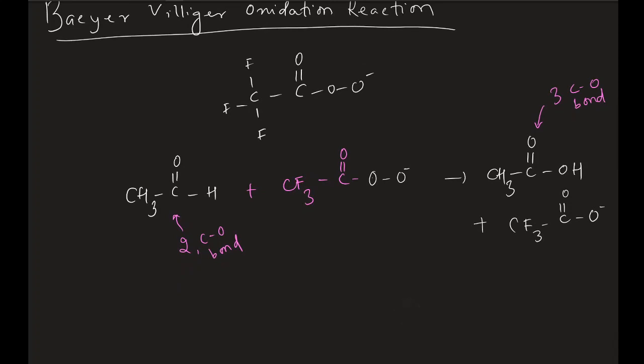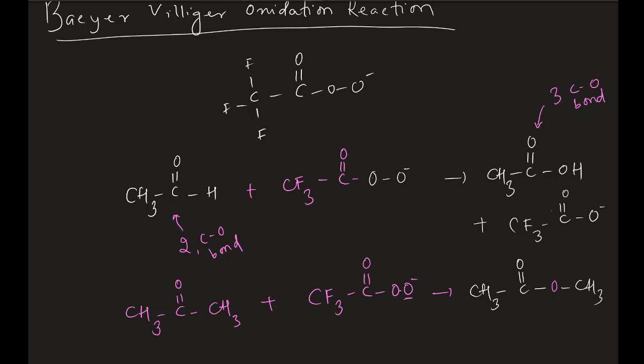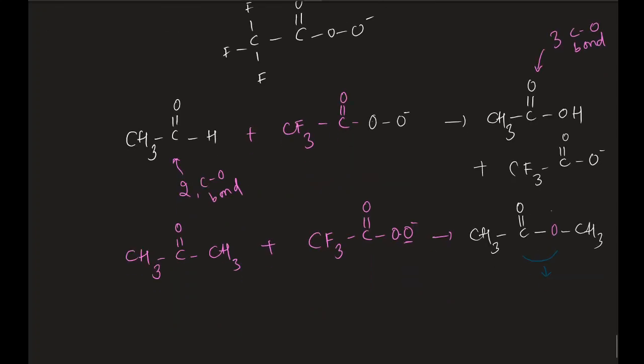Same thing can be said if you have a ketone. So let's say you have a ketone, CH3CO, and then we will react it with the trifluoro version of this peroxy acid. So the product that you'll be getting, usually what happens is the extra oxygen is going to be inserted between O, CH3. You still have how many bonds here? So we still have three CO bonds.